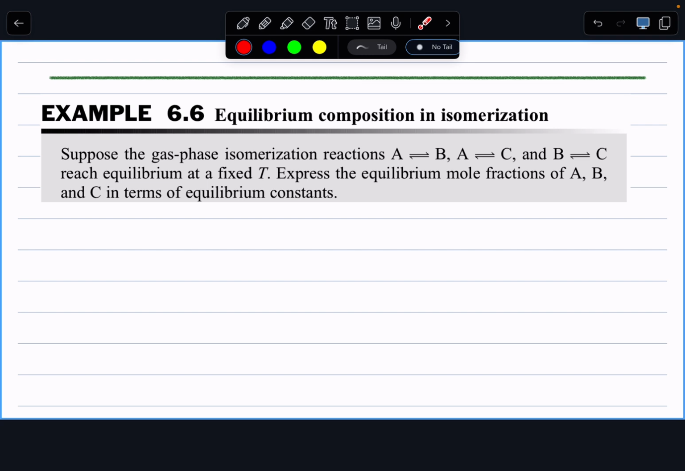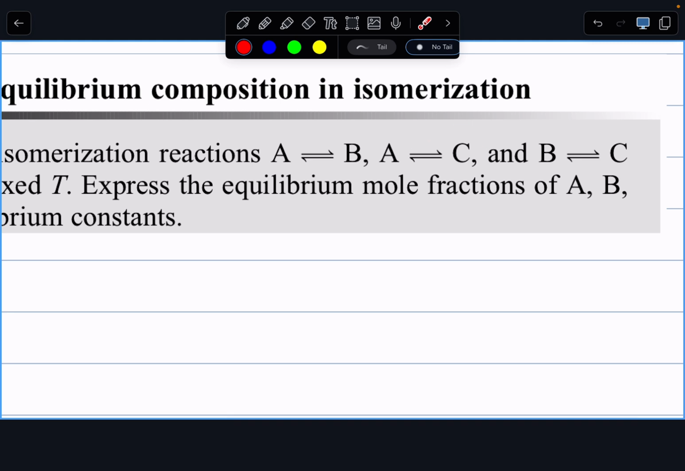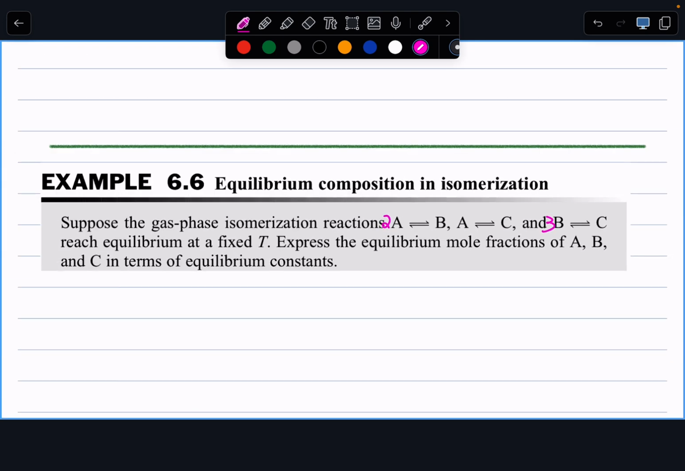All right. And as a side note, right now you know how to solve this problem. Why don't you think about it? What if instead of A going to B, A going to C, let's say we have 2A forms B, and then 3B forms C. So we will be changing our stoichiometric coefficient in this relationship here, but the logic stays the same, right? Can you solve the problem? The logic is the same, but it just can get more complicated.